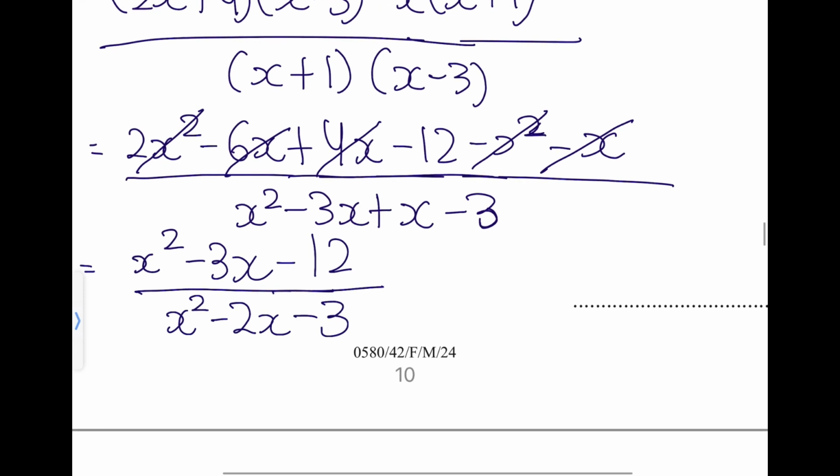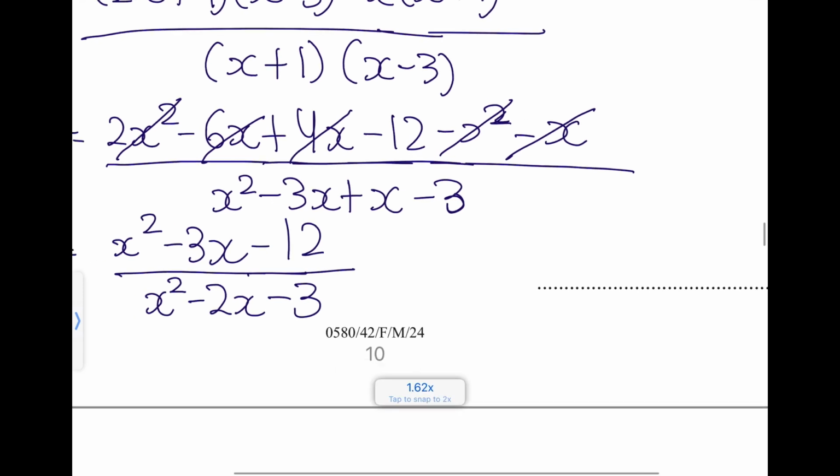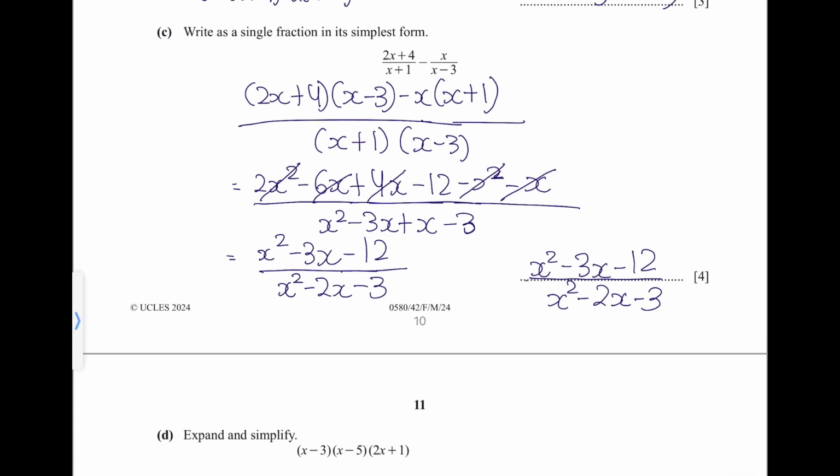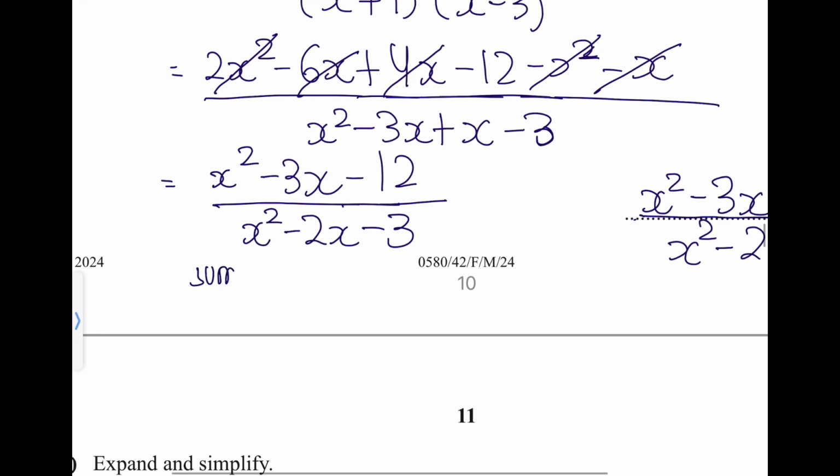Now you can leave it in this format, or you can simplify. 12 would be 1 and 12, 2 and 6, 3 and 4. Okay, you have to leave the top in this format: x squared minus 3x minus 12 divided by x squared minus 2x minus 3. Can we simplify the bottom one? Can you have two numbers whose sum is negative 2 but the product is negative 3? Negative 3 plus 1 is negative 2, and negative 3 into 1 is negative 3.